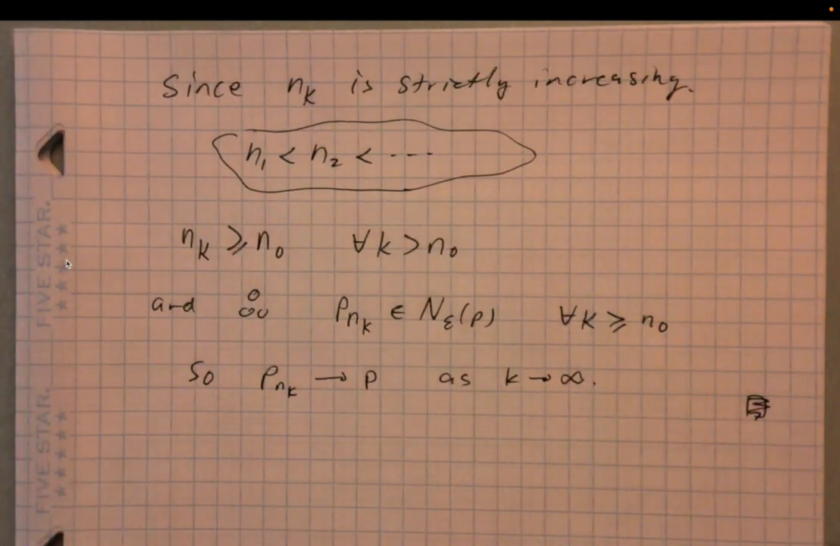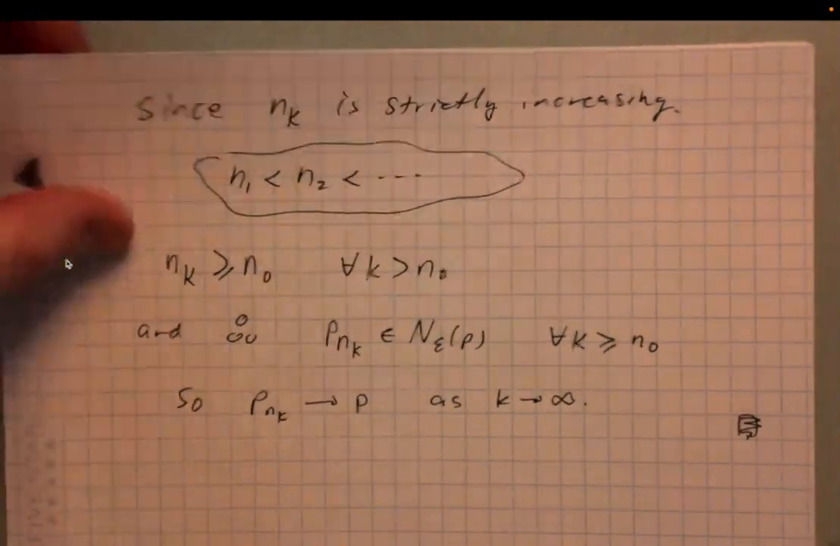Which is another way of saying that the subsequence P sub n sub k converges to the same limit as the main sequence. So just applying the definitions here, just using the straight definition of convergence. All right, very good.